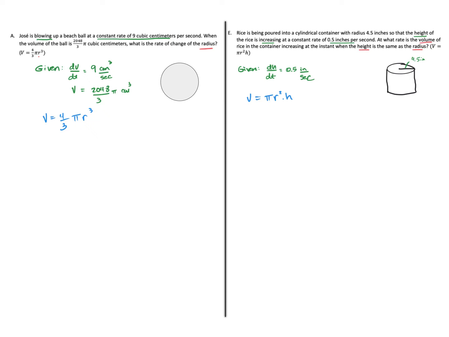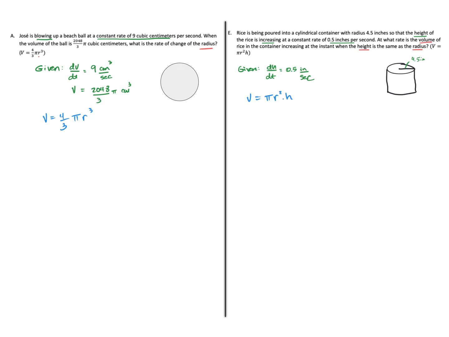Okay, this video compares two related rates problems that are both volumes. So let's just look at what we're given. We are given 9 centimeters cubed per second as the rate of change of the volume. When they say blowing up a beach ball, that means the volume is changing. So that's your given. And you've been given what the actual volume is at a moment.